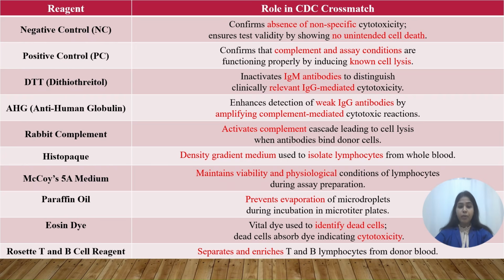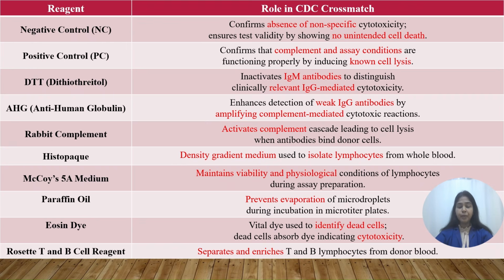Next is the rabbit complement. Rabbit complement is the source of complement proteins. It activates the complement cascade, leading to cell lysis when antibodies bind to the donor cells. Histopac is a density gradient medium used to isolate the lymphocytes from the whole blood.